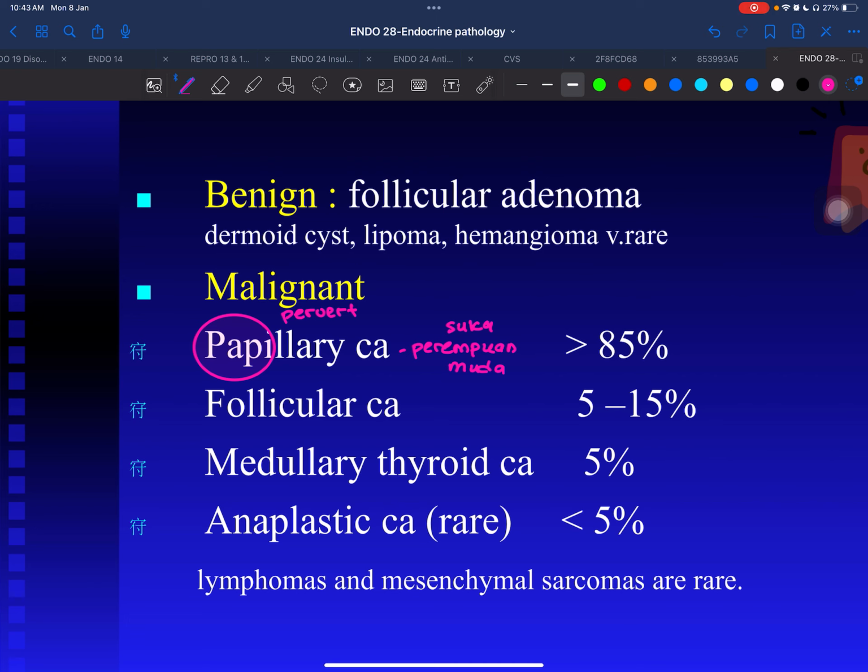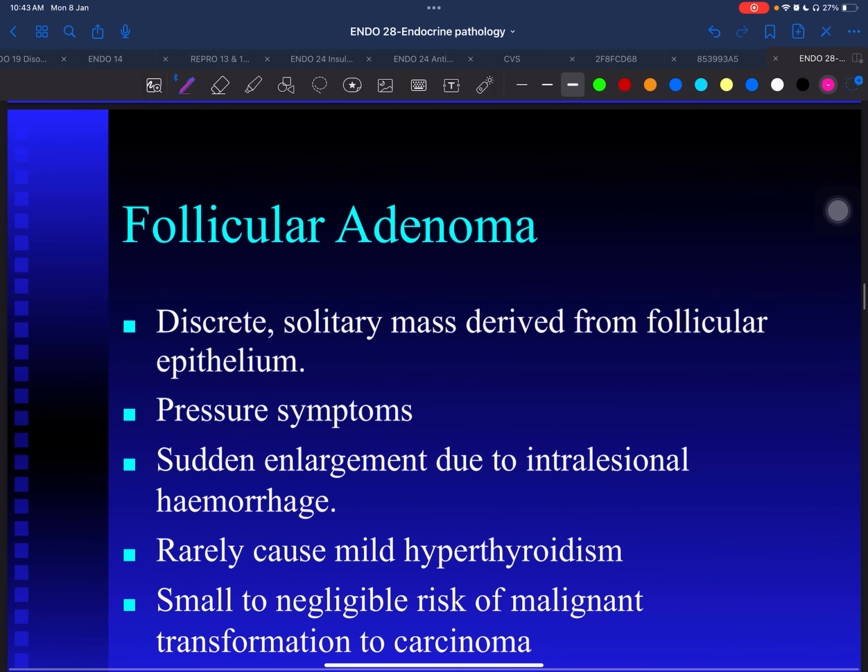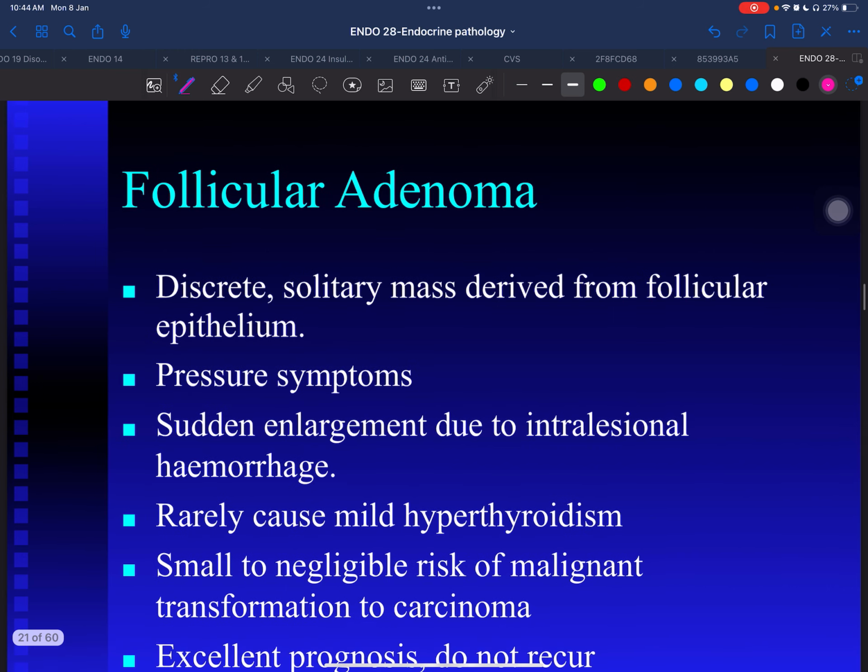Yeah. Lymphomas and mesenchymal sarcomas can occur in the thyroid gland, also rare. Okay, go to benign first, follicular adenoma. Adenoma is a discrete, dia satu je, betul je. It's a solitary mass derived from follicular epithelium.